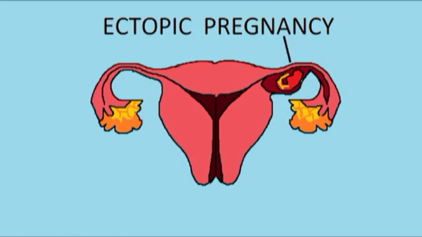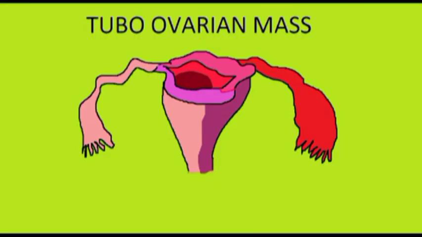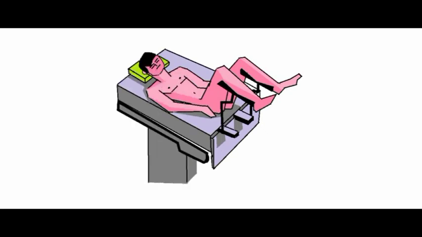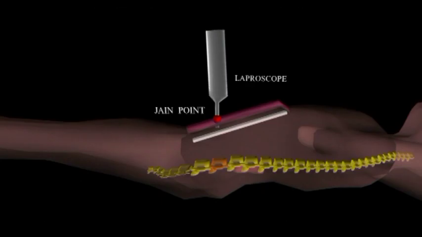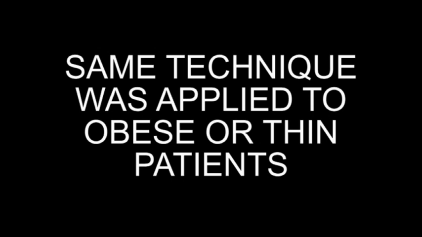Many procedures in the study group have been done, notably ectopic pregnancy, tubo-ovarian mass or abscess, and torsion of ovary. General anesthesia is given in the dorsal lithotomy position. The entire abdomen was inspected and the previous incision sites were noted. The abdominal wall is not lifted, avoiding unequal forces and a zigzag track. Layer by layer entry was done. The same technique was applied for obese or thin patients.